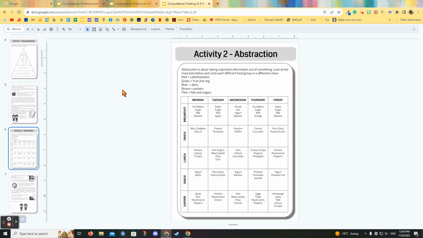They have to underline carbohydrates in red, fruits and vegetables in green, dairy in blue, proteins in brown, and fats and sugars in pink. They can use highlighters or crayons for this. And again, it can be done as an individual activity, or as a whole class activity where they are identifying the different parts.